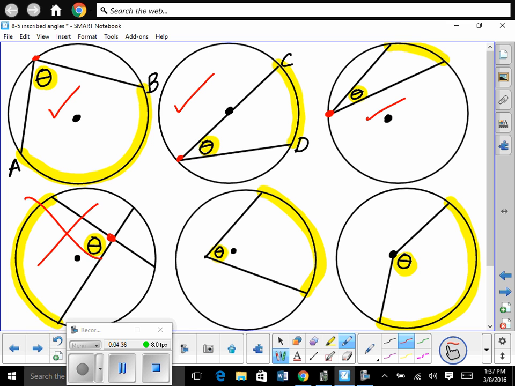Okay, is this an inscribed angle? No, it didn't touch the outside of the circle. Are we all good? So the rule would not apply for this. And is this an inscribed angle? No, it's a central angle. So if this is 60 degrees, what's the arc? So it's 60 degrees. Good. So this one's still not an inscribed angle. It's a central angle. Okay.